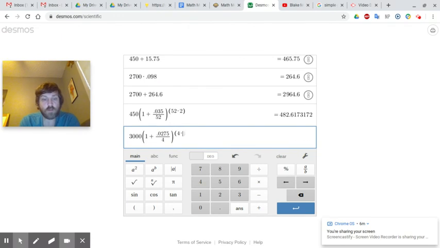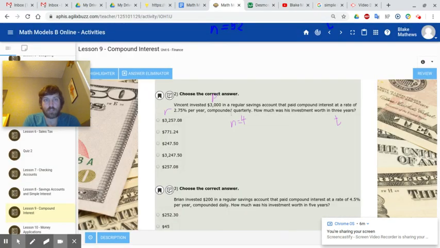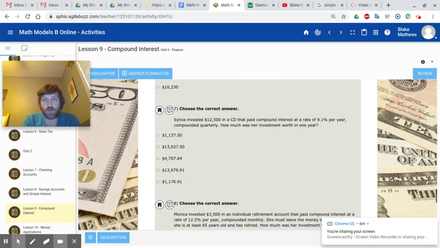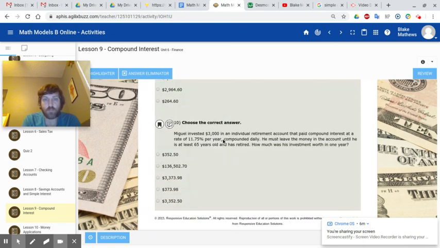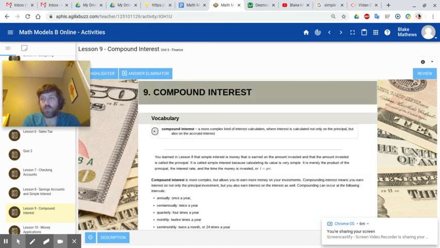Parentheses, 4 times 3. Again, notice how it's set up. Make sure yours look like this when you type them in. And we get 3,257.08. So let's see. There it is right there. And so I think you should be able to get the rest of these. They're more or less all the same. That is it. So close this video down and do one more, and that'll finish up the unit for us.